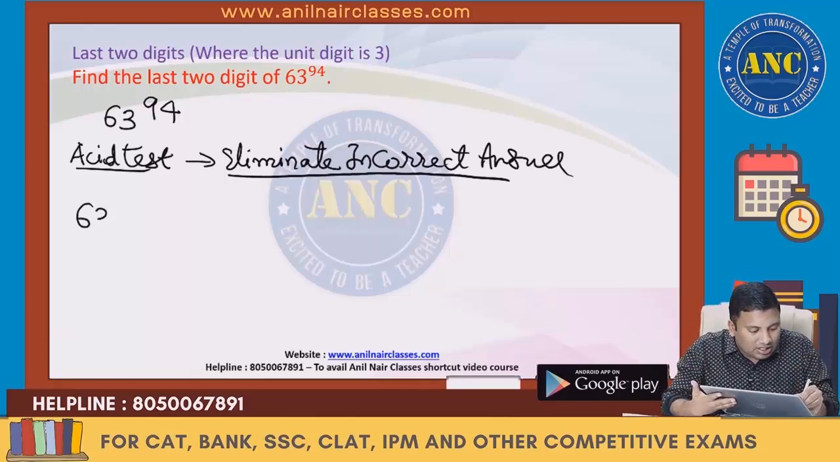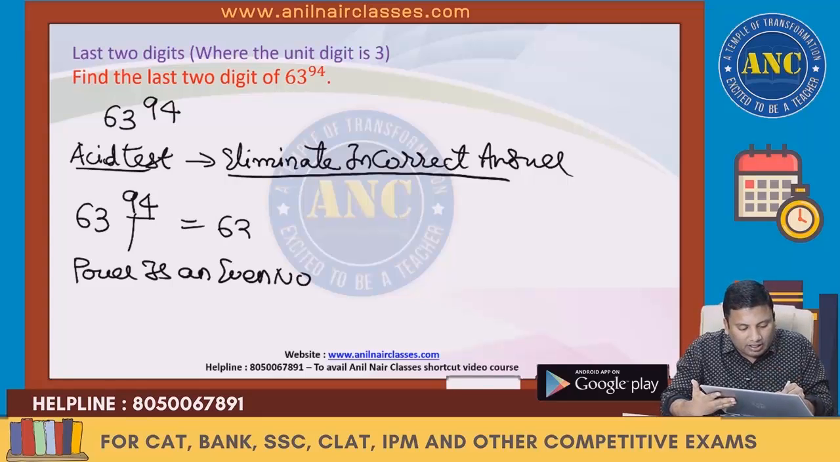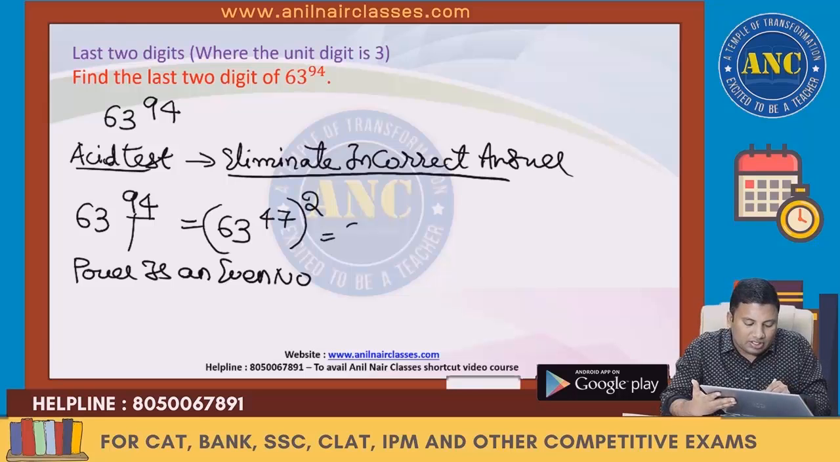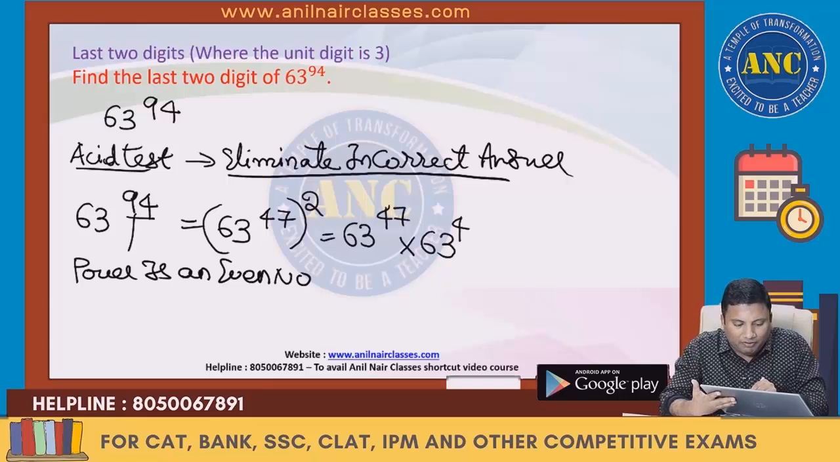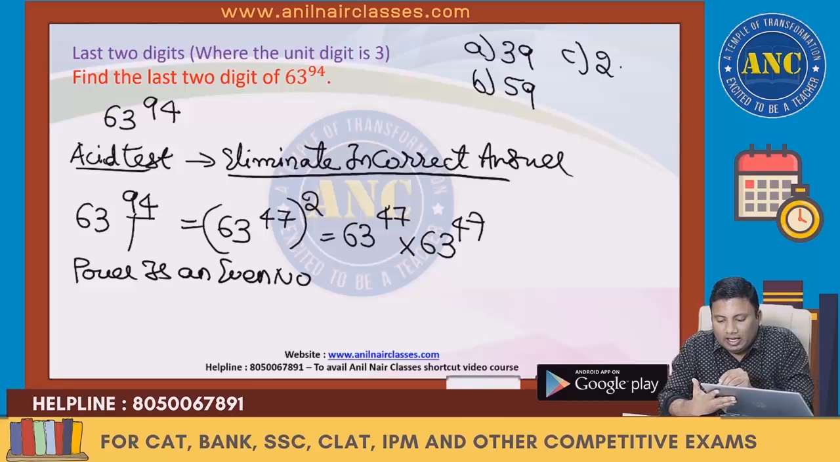63 power 94. Step number 1: the power is an even number. 94 is an even number. This is nothing but 63 power 47 whole square, which is 63 power 47 into 63 power 47. Options, let me keep like this: 39, 59, 29 and 89. Assume options are like this.